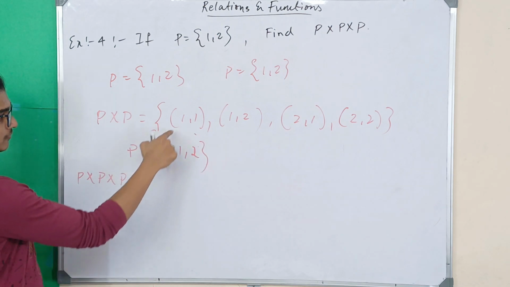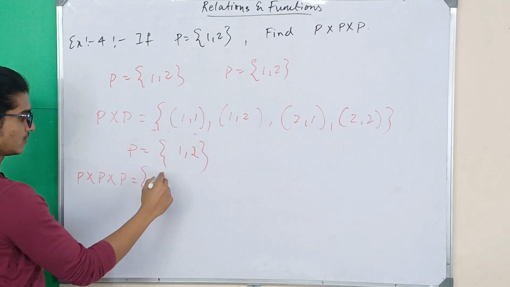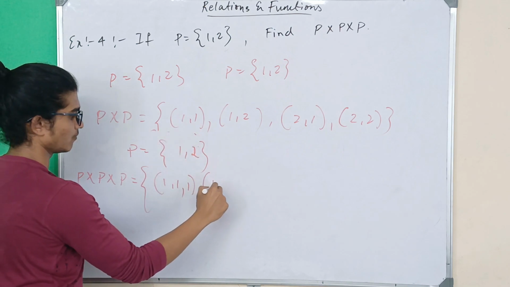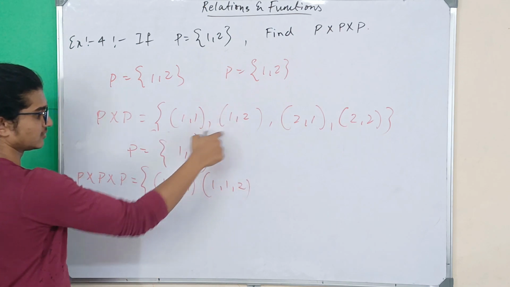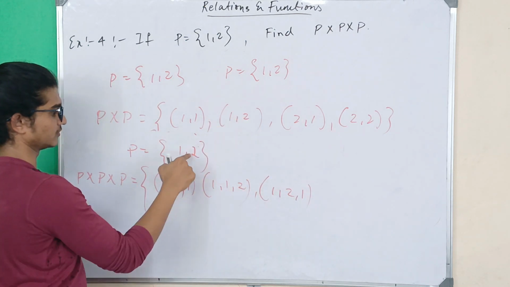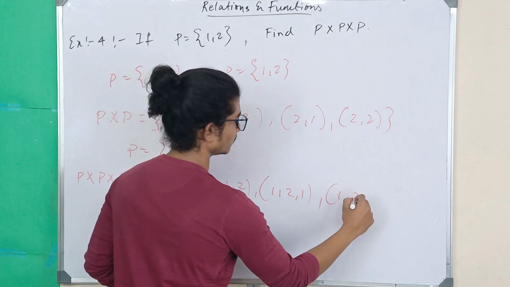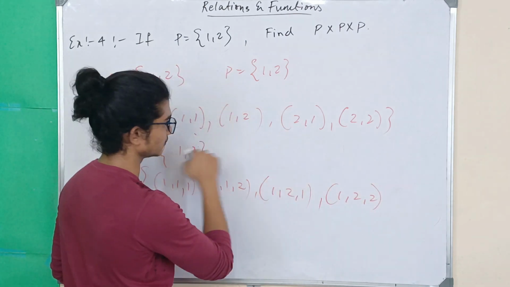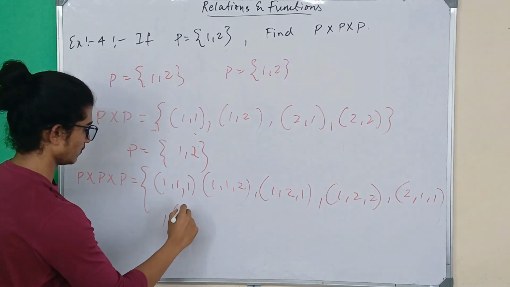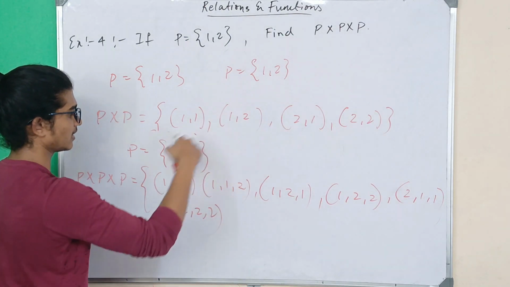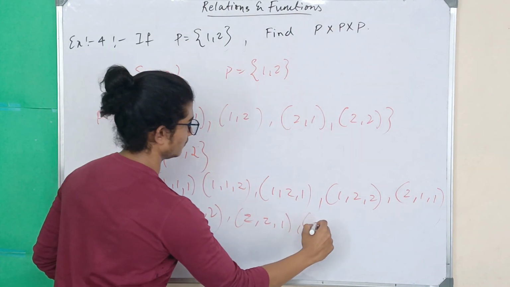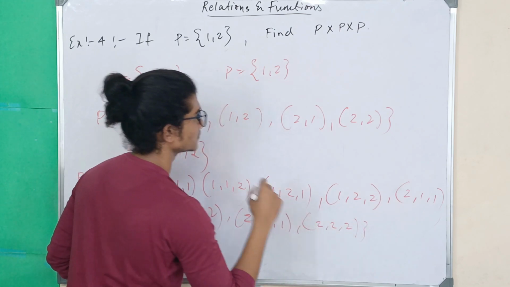So that's equal to, so this into this, (1,1,1), then this into this, (1,1,2). Next, this into first element, (1,2,1). So this into this second element, (1,2,2). Similarly this into this and this into that. So (2,1,1), (2,1,2), and then last, (2,2,1) and (2,2,2). So this was the answer.